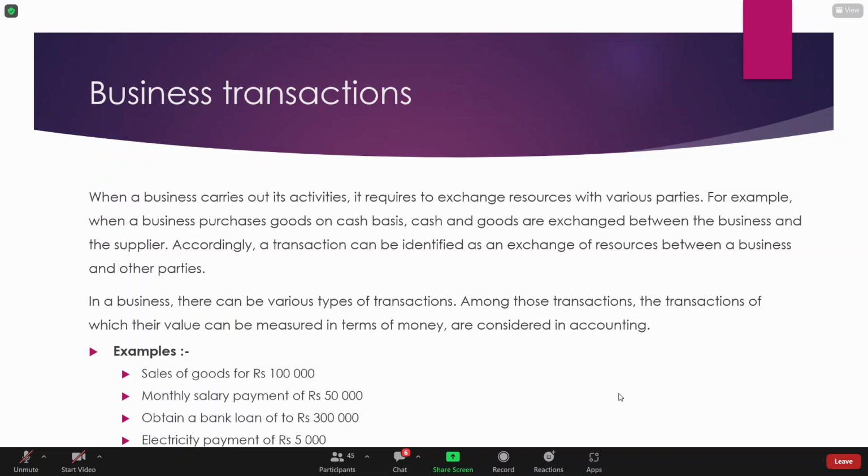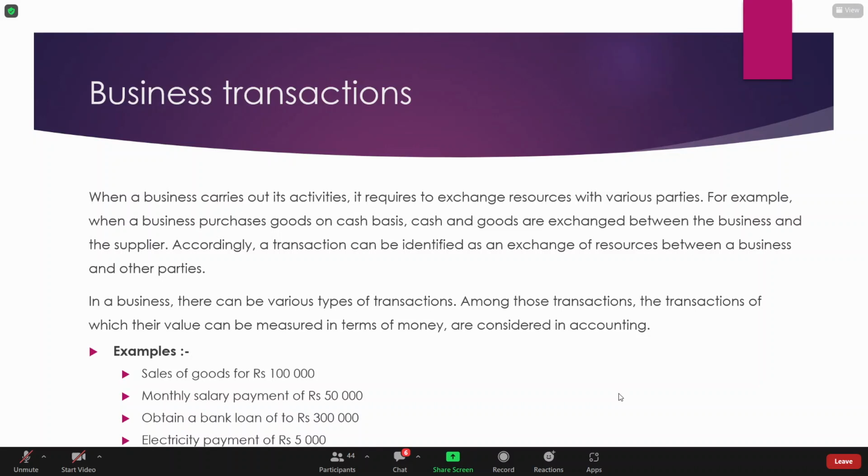So accounting transactions should have a monetary term or monetary value. Other transactions are not accounting transactions. So let's read out. When a business carries out its activities, it requires to exchange resources with various parties. For example, when a business purchases goods on cash basis, cash and goods are exchanged between the business and the supplier.